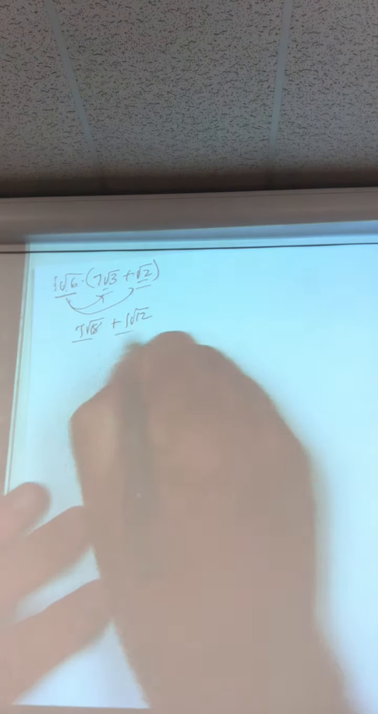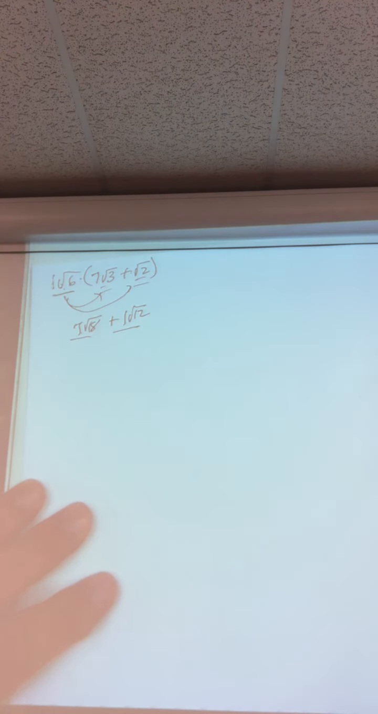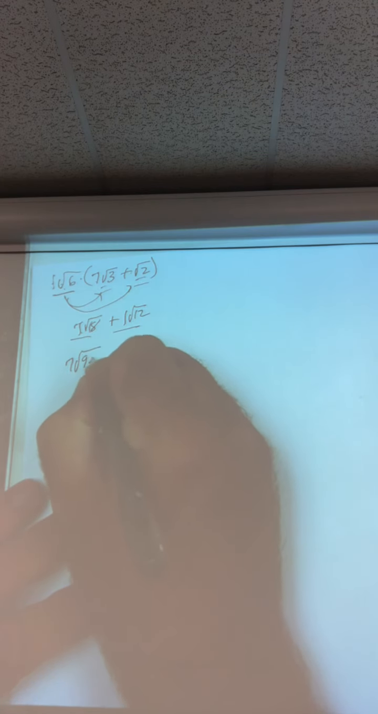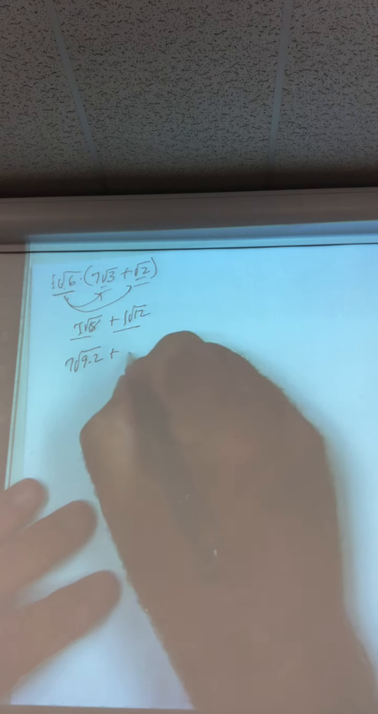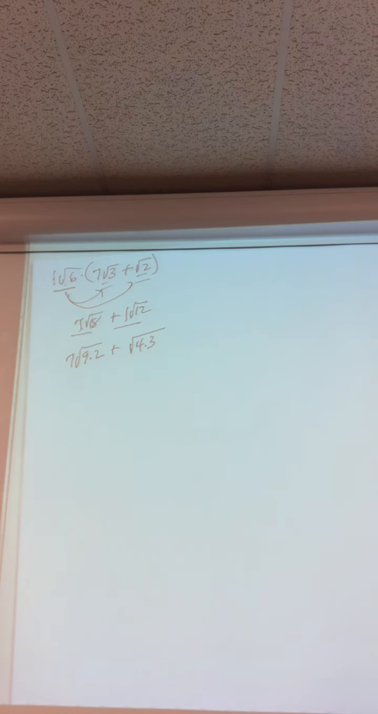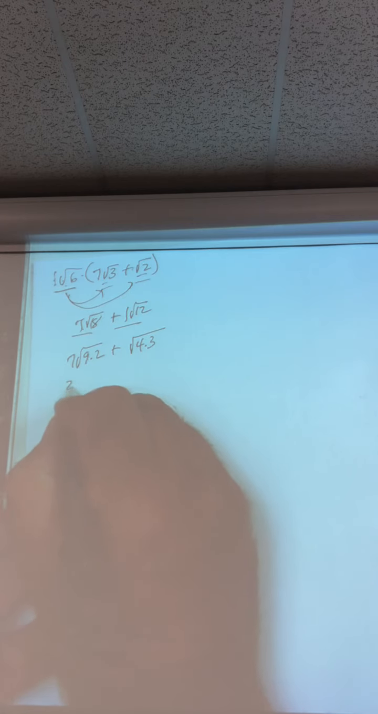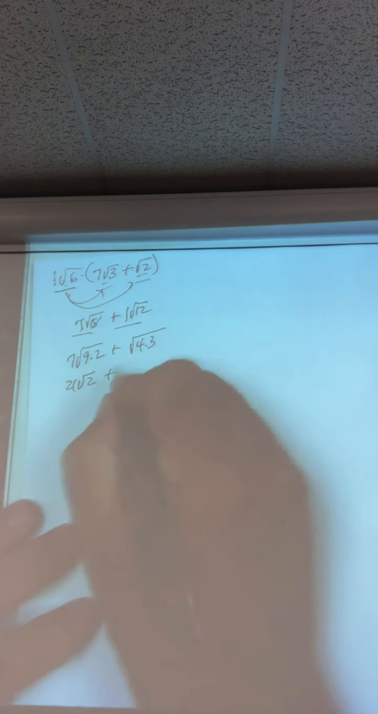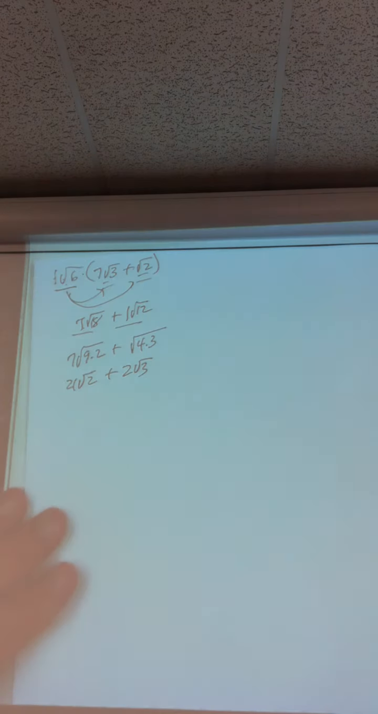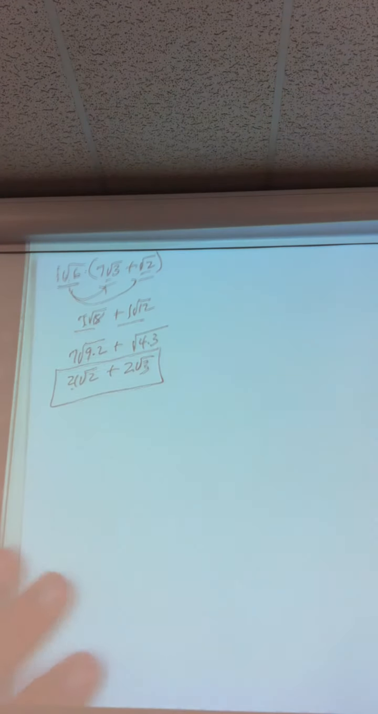Now, can these two be added together like they are? No, because they're unlike terms. However, if these radicals reduce, I must do that. So, will square root of 18 reduce? Yes, it will, because 9 is a perfect square and it divides into it. And then square root of 12: 4 is a perfect square and it goes into 12. So square root of 9 is 3 times 7, which is 21, square root of 2, plus 2 square root of 3. That is my final answer because those two are unlike terms.